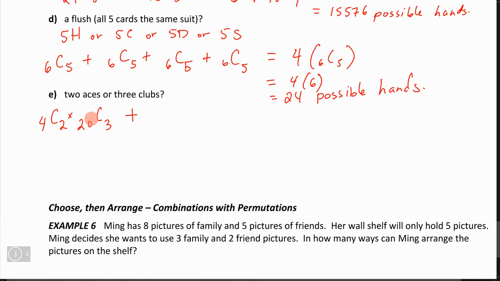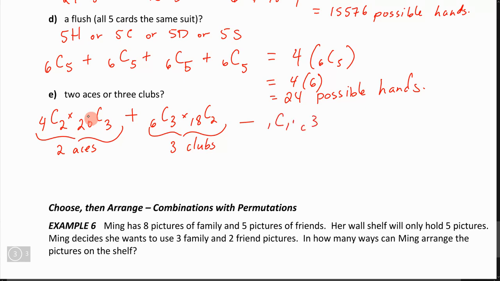Plus 6 choose 3, times 18 choose 2 for the 3 clubs. So this part here represents my 2 aces. This part here represents my 3 clubs. Okay, but I'm going to have another term here. So I'm going to have 1 choose 1, times 3 choose 1, times 5 choose 2, times 15 choose 1.